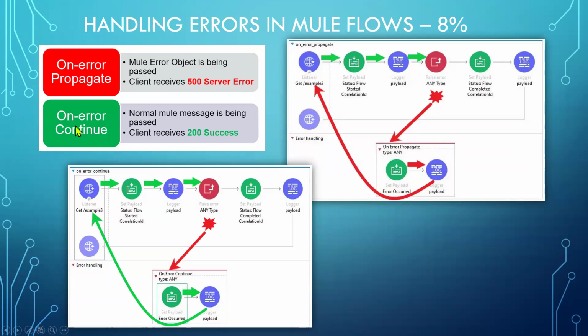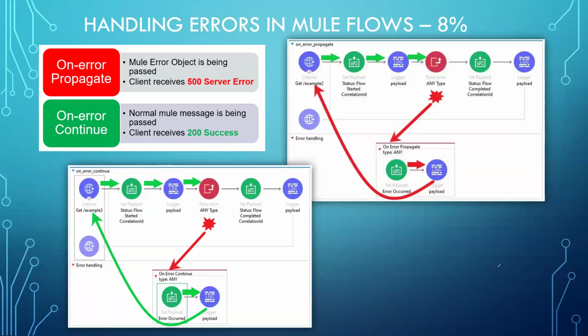On error continue, the normal Mule message is passed. There is not an error flag, there is not a Mule error flag there. So it's going to give a 200 success.